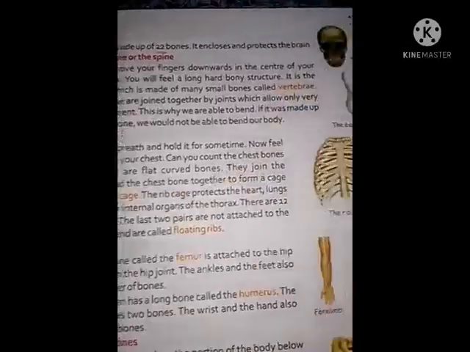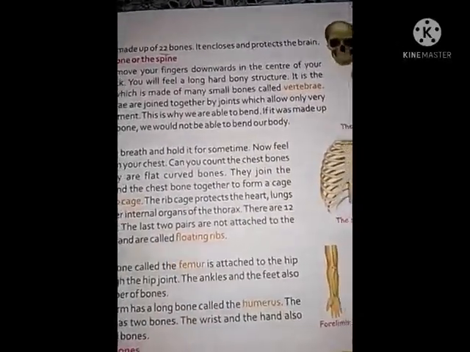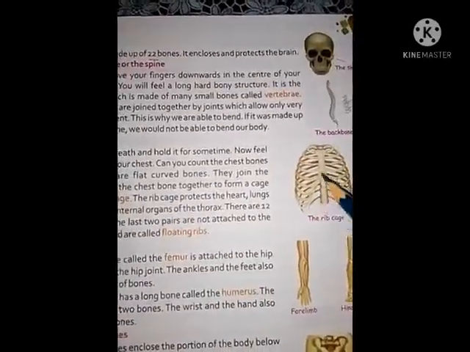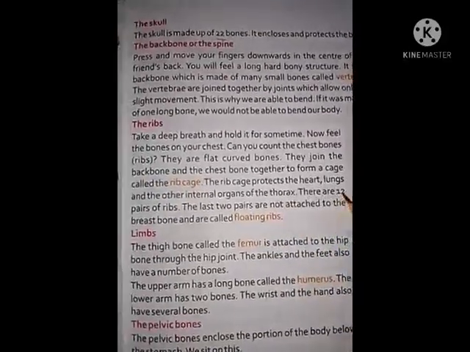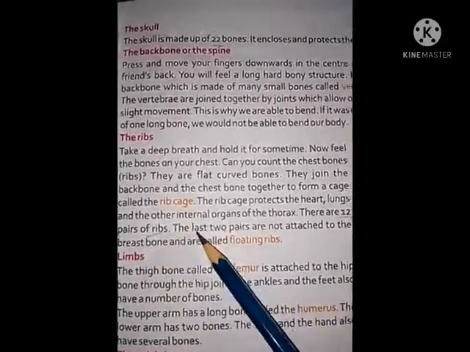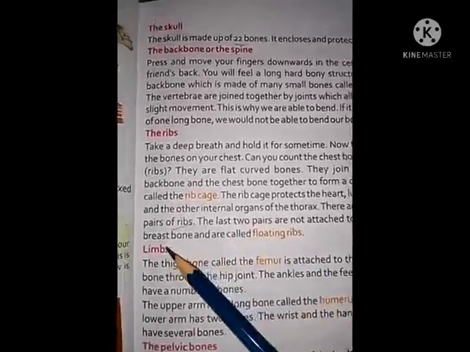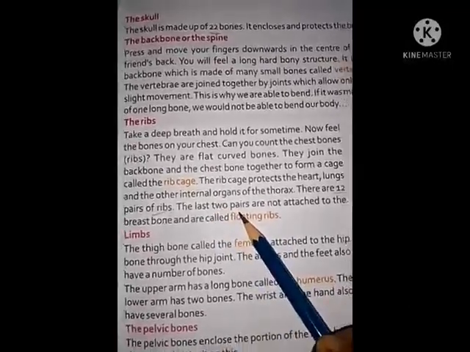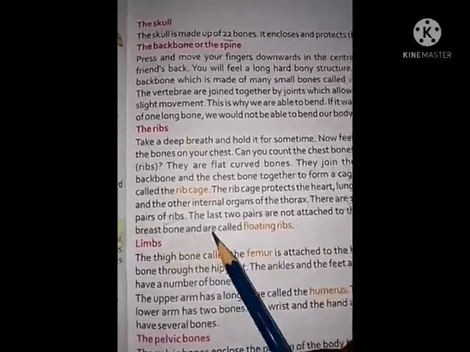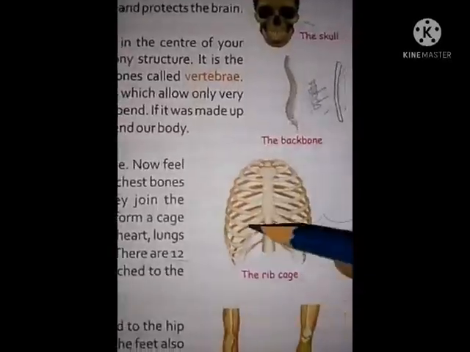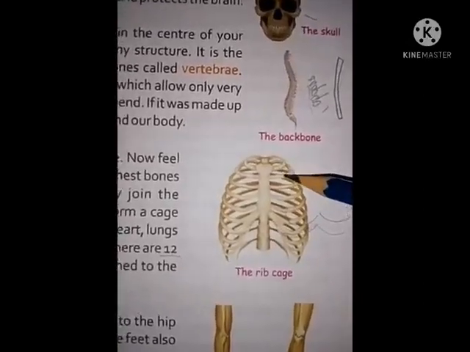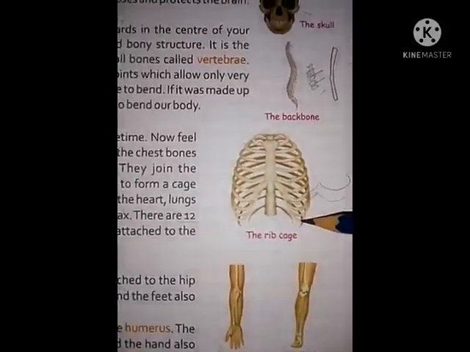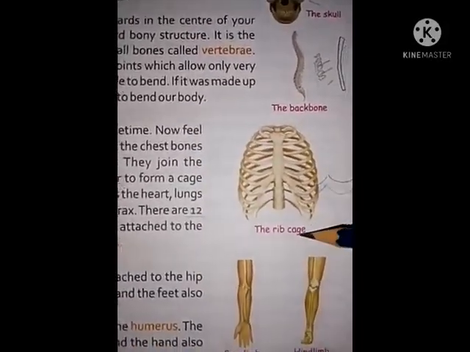There are 12 pairs of ribs. In the chest, the heart and lungs are present, and this rib cage protects our lungs, heart, etc. Remember this, the last two pairs are not attached to the breastbone and are called floating ribs. Here we can only feel 10 pairs of ribs. See 1, 2, 3, 4, 5, 6, 7, 8, 9, 10. And the last two pairs are the floating ribs.